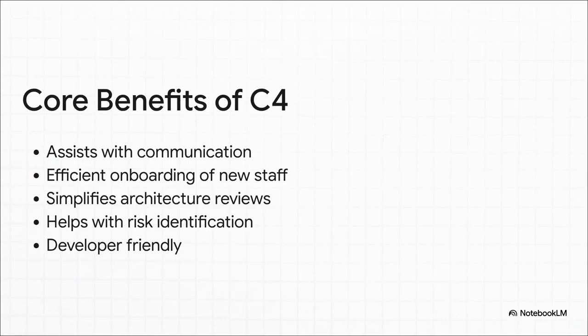And the benefits? They go right after that Tower of Babel problem we talked about. Suddenly, clear communication isn't something you have to fight for. It just happens. New people on the team can get up to speed way faster because the map is right there for them. Architecture reviews get simpler, and you can spot risks from a mile away. Really, at its heart, C4 is all about one thing: making it easier to work together.